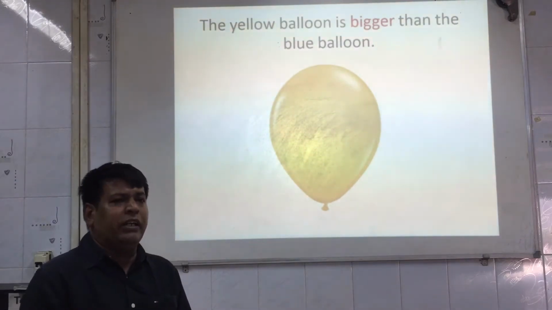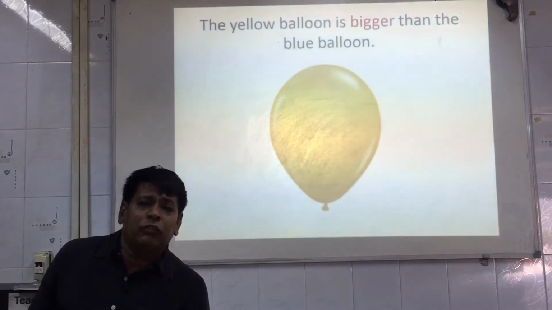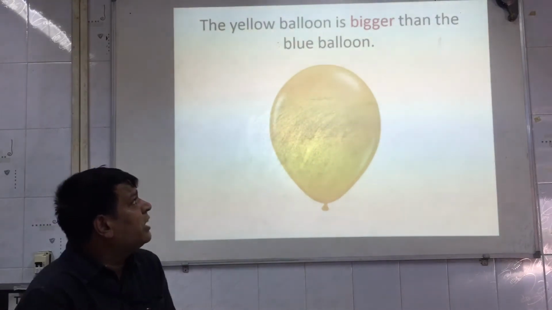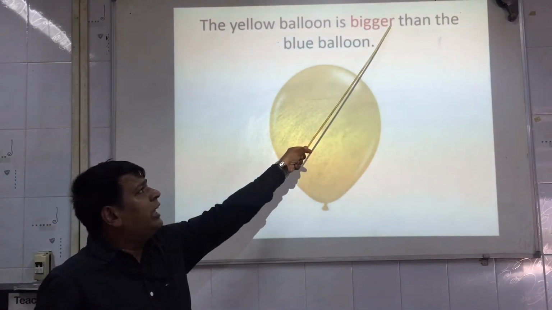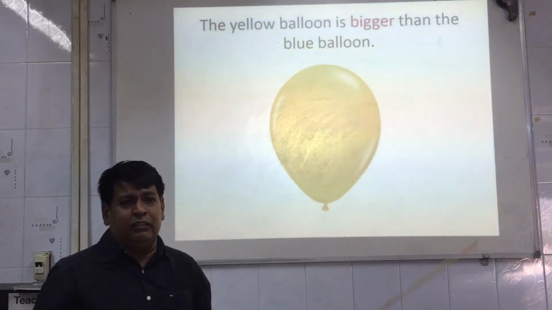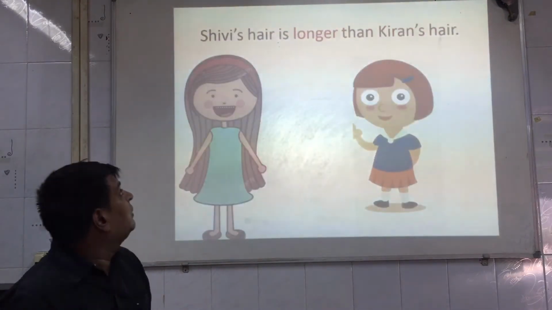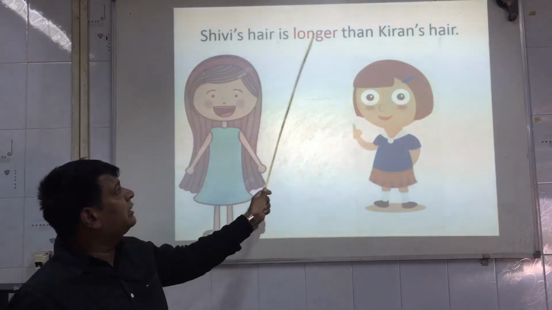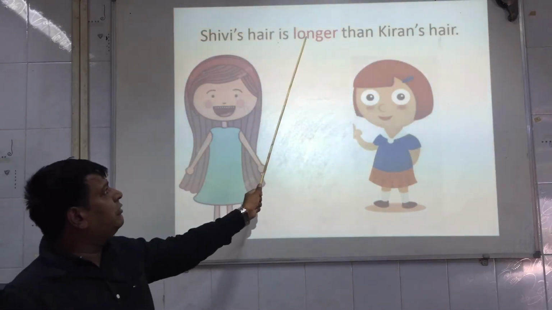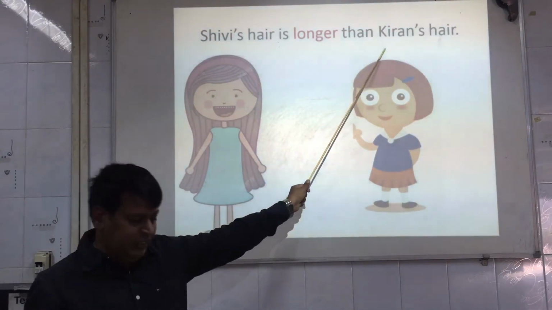So when we compare any two people or two objects or two actions or two places, we add er to the adjective and we use then after it. Understood, students? See one more example now. Shivi's hair is longer than Kiran's hair. Now here the adjective longer compares Shivi's hair and Kiran's hair.